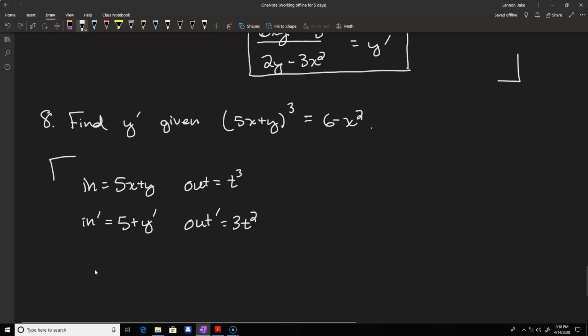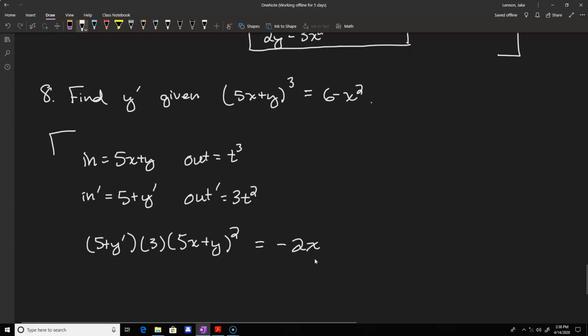So our derivative of the left-hand side becomes 5 plus y prime times 3 times 5x plus y quantity squared. So that's the derivative of the left-hand side. The derivative of the right-hand side is pretty straightforward. The derivative of 6 is 0, and then minus x squared is going to become minus 2x.